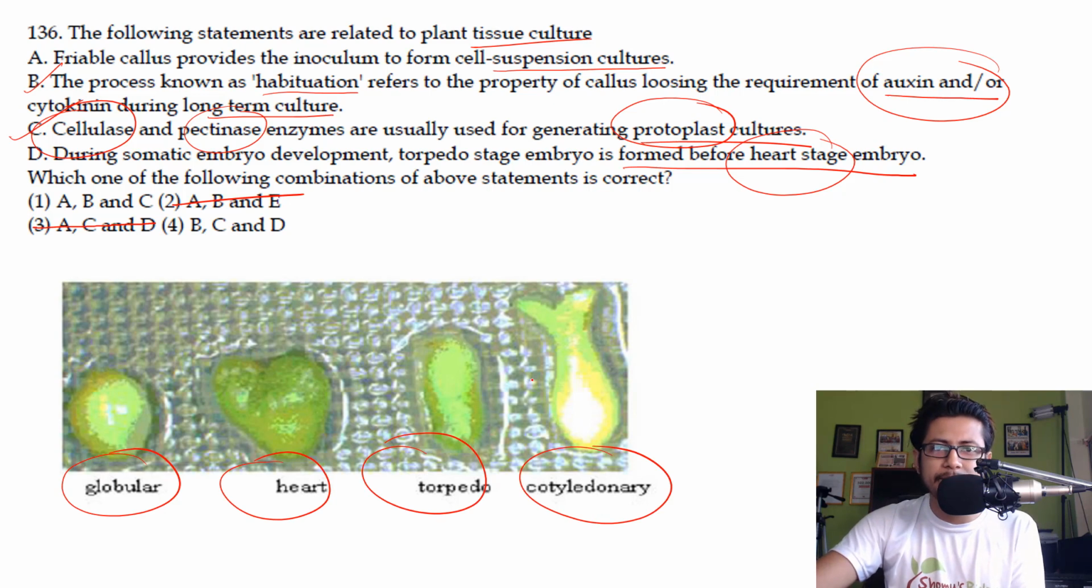I mean, torpedo is the second-to-last stage there. So these are the sequential stages. It is stated that the heart stage came after torpedo, but no, torpedo came after the heart stage. So this D statement is wrong, and if D statement is wrong, then option 4 is wrong. So we are left with option number 1.